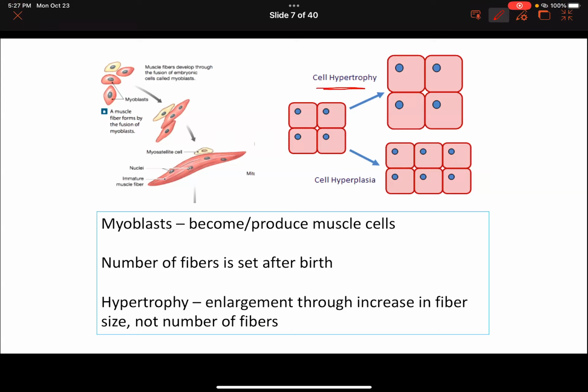You can see that these cells here on the right have grown in size. Hyperplasia is where we have an increase in number. As an adult, we don't have an increase in the number of fibers, but we do have an increase in muscle cell size. That's what you see when people work out a lot and their muscles really take shape or get larger. It's hypertrophy.